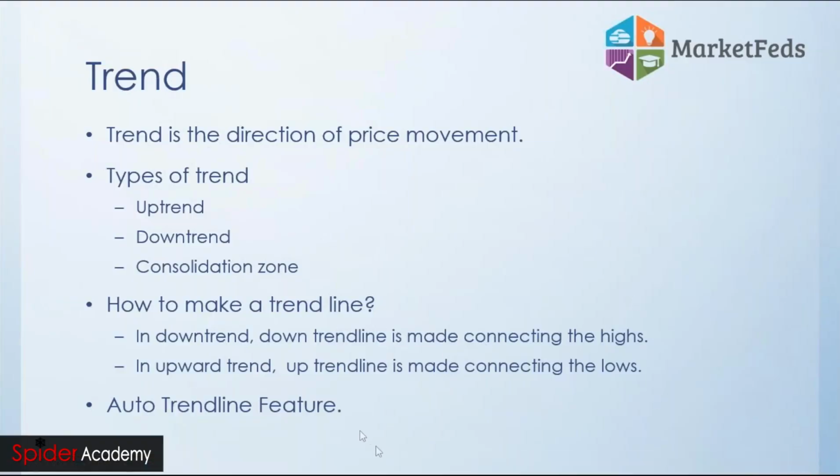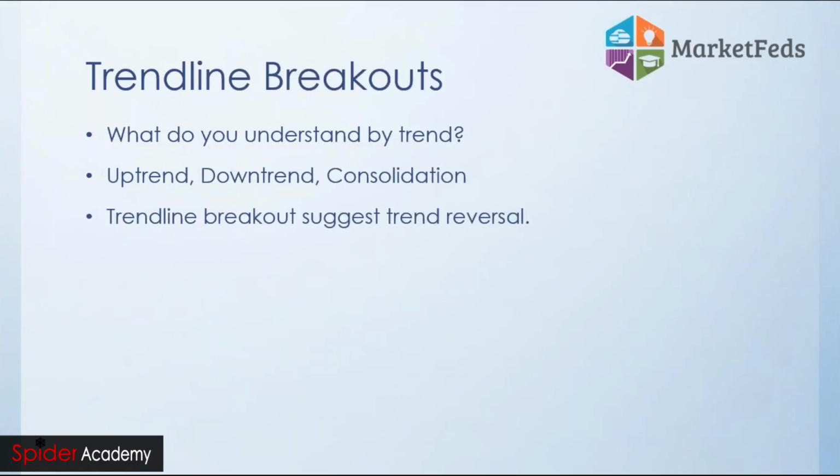So we saw how the auto trend line feature is working over here. Now, we concluded these points as well. We understood what trends are, what types of trends we have, what the trend line breakouts are, and what the trend line breakouts suggest. So these are basically reversal trades that you need to take on these.